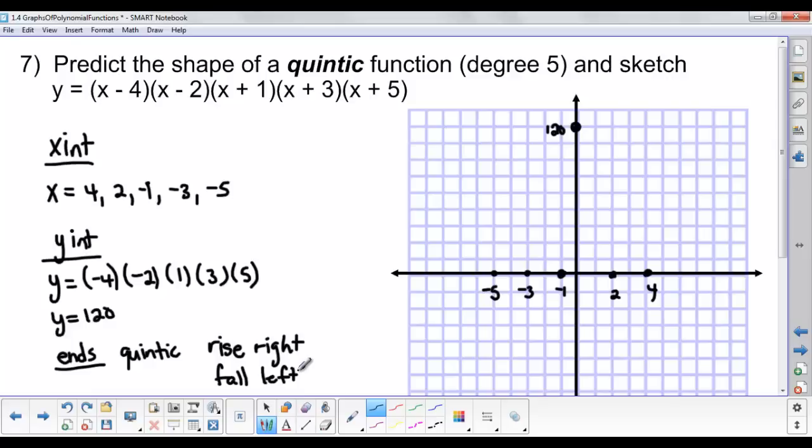And just as an aside, all even degree functions follow the same rules as the quartic function we just did. Both ends will rise if you have a positive leading coefficient, and both ends will fall if you have a negative leading coefficient. So in this case, again, we rise right and we fall left, and now it's just a matter of connecting the dots. And there we go.